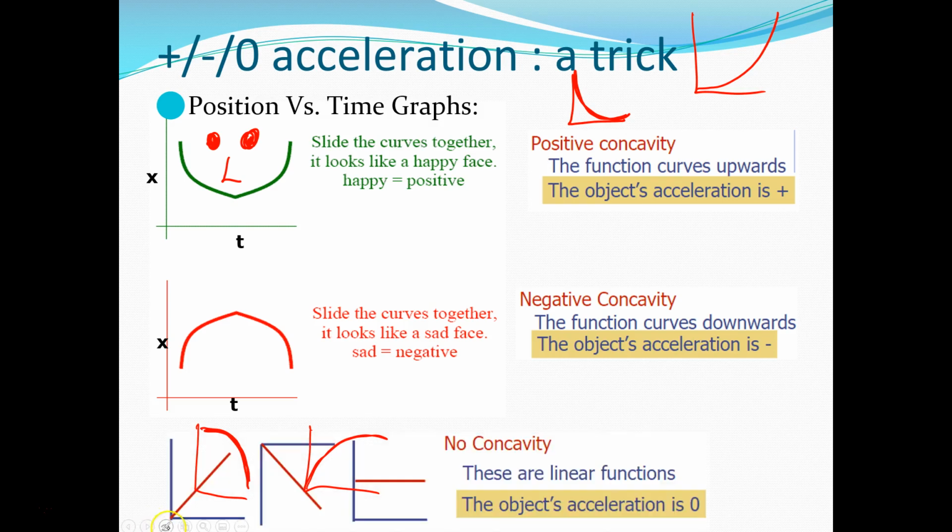And last but not least, we can't forget what happens if we have no concavity. So it's just a straight line? Well, that means our object has zero acceleration, which is our constant zero acceleration. Pretty cool, right?